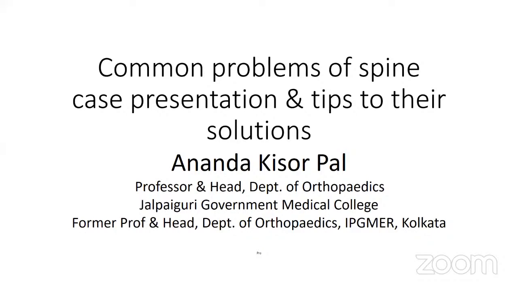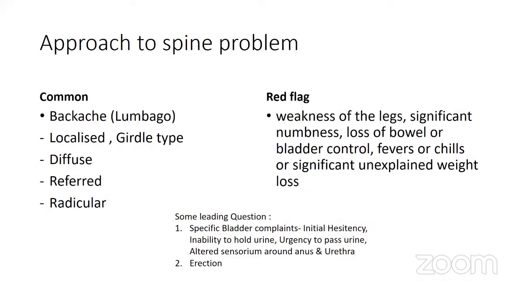See, there are common problems of the spine like backache, lumbago, which may be localized, diffuse, referred, or radicular. What is that? We'll discuss. You have to identify the pain. Is it localized pain, diffuse, referred, or radicular? Localized pain may be of different types, maybe a girdle type of pain. That is a special type of pain which is coming from the dorsal spinal component.